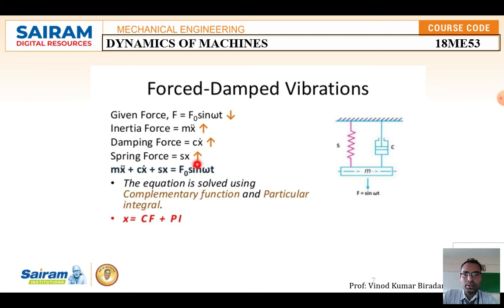The complete solution. This can be obtained with the help of the complementary function plus the particular integral. So you have to calculate the complementary function and the particular integral, substitute, and you are going to get the complete solution. But just for this slide, remember that in a spring mass damper system there are 4 forces acting: one is the external force, kx, cx dot, and the inertia force. Okay, you have to remember this.